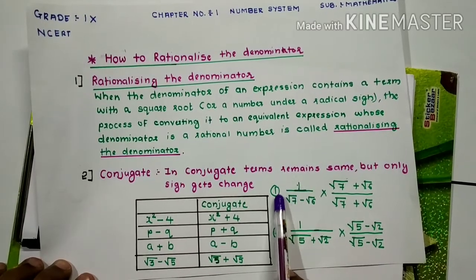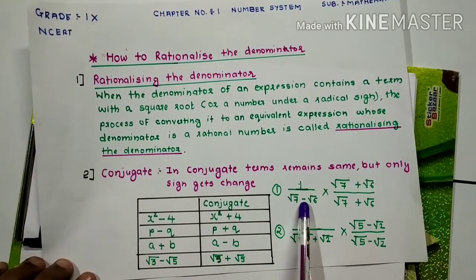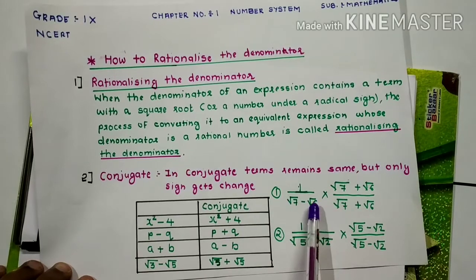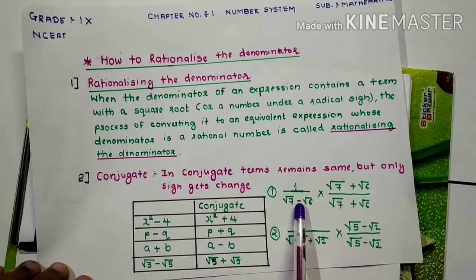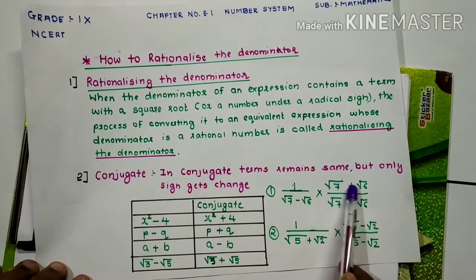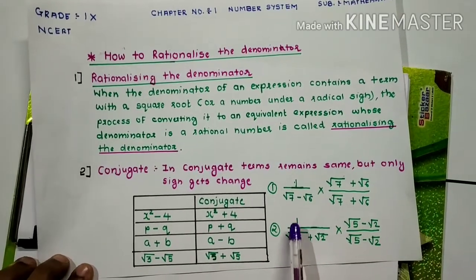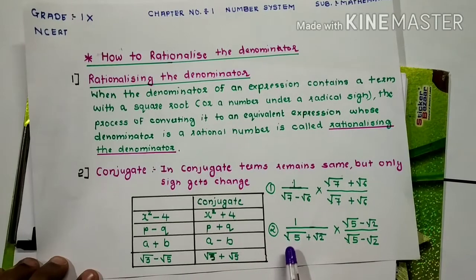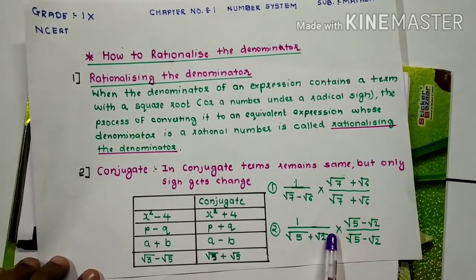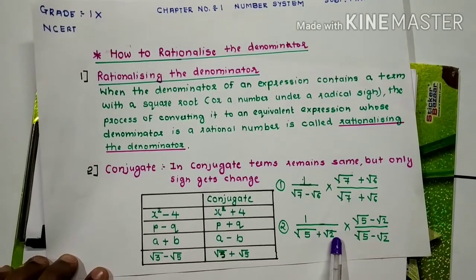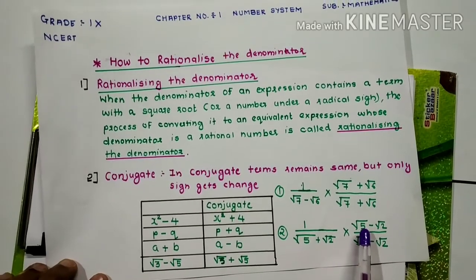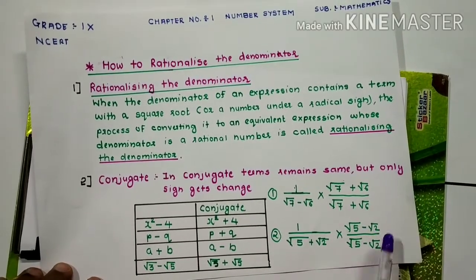See the denominator of this, root 7 minus root 6. So what is the conjugate of root 7 minus root 6? Root 7 plus root 6. So you only have to change the sign. One more example here: 1 upon root 5 plus root 2. So the denominator is root 5 plus root 2, so the conjugate would be root 5 minus root 2.